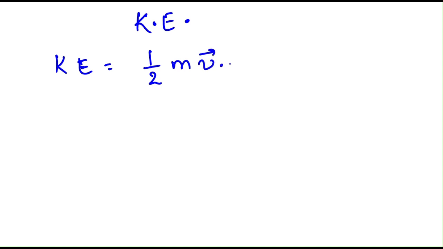So kinetic energy is energy possessed by a body by virtue of its motion. And we write, let's say, KE equals 1/2 m v², and v² can be written as v dot v. This dot product gives v². So 1/2 m v².